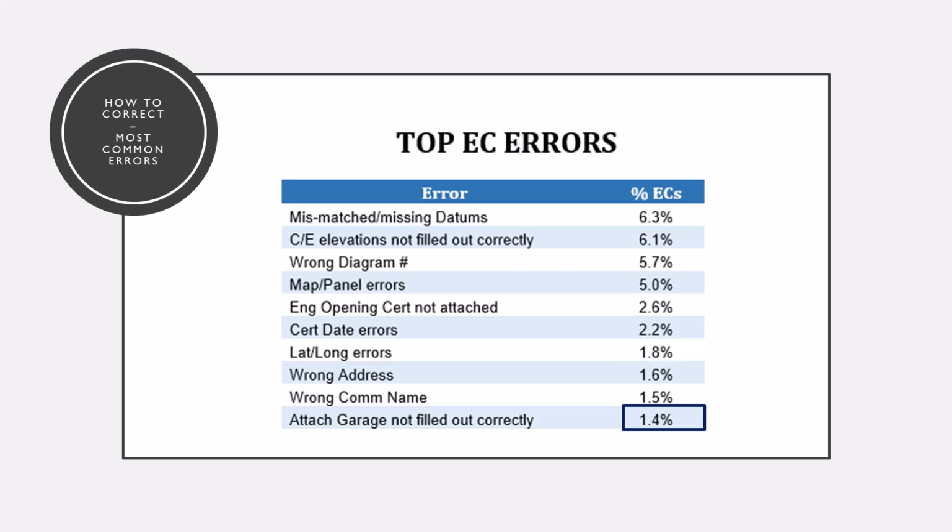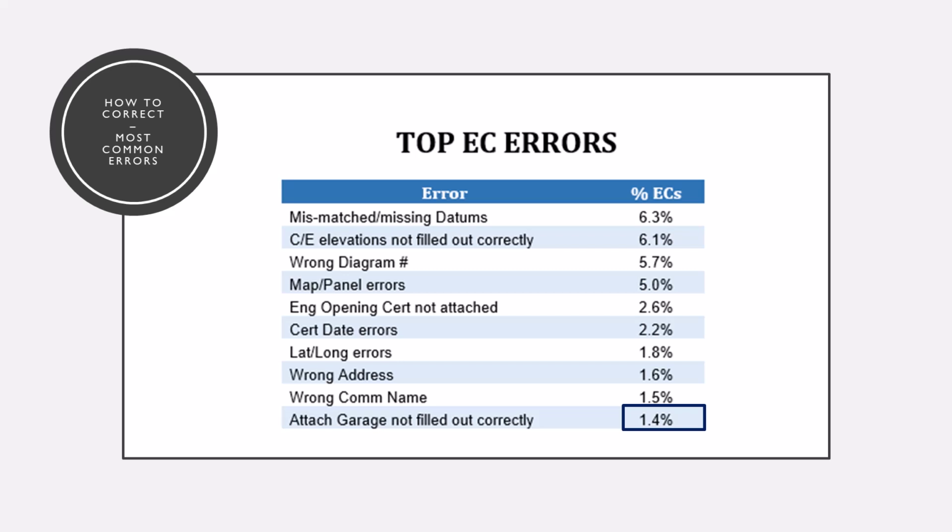And lastly, a pretty common error is the one for attached garages not filled out correctly. This is something that you should really confer with the surveyor about. It may or may not be an attached garage as defined by FEMA. See our other videos on how to correct an EC Section A and how to correct an EC Section C for more on attached garages. There may be other floor elevations to consider, and it may be confusing as to which one to use. Talk it over with the surveyor and see if they can't create a new EC for you to incorporate any changes that need to be made.